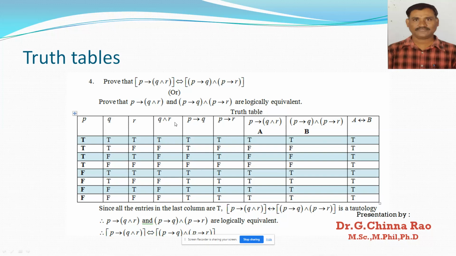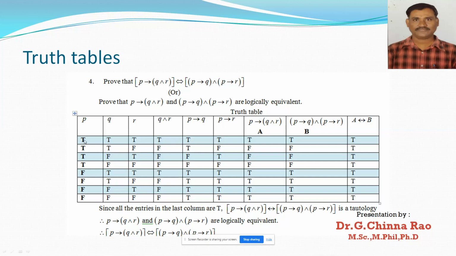Q and R is true only when Q is true and R is true, otherwise it is false. True, true: true. True, false: false. False, true: false. You have to observe that only when it contains true, true is it true. Otherwise, it is false. And the P conditional Q definition is: when P is true and Q is false, then only P conditional Q is false.